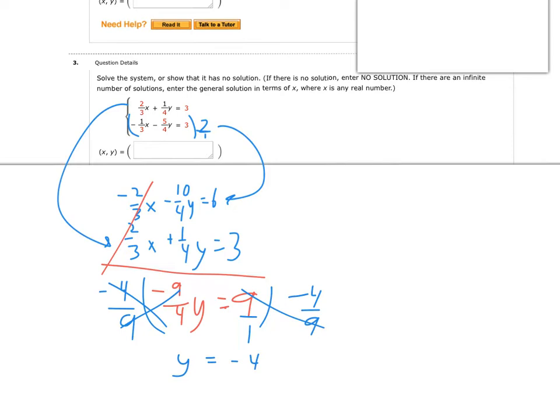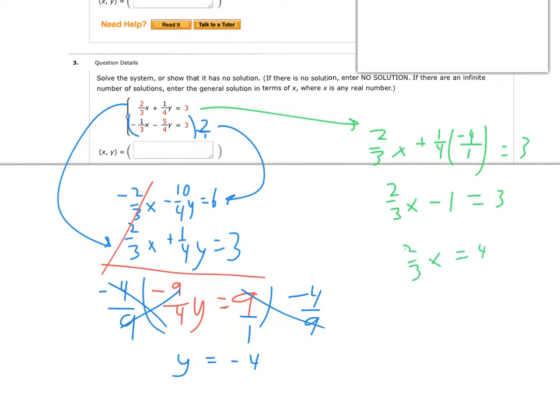And so now I need to plug that back in to find x. I can plug it into any equation I want. I'll go ahead and use this one right here. So 2/3x plus 1/4 times my new y value I found, which is -4/1 equals 3. And so this actually turns into 2/3x minus 1 equals 3. So 2/3x equals 4. And then we'll multiply by 3/2, the reciprocal there, to both sides. And we get x equals 6. So my point would be 6, -4.